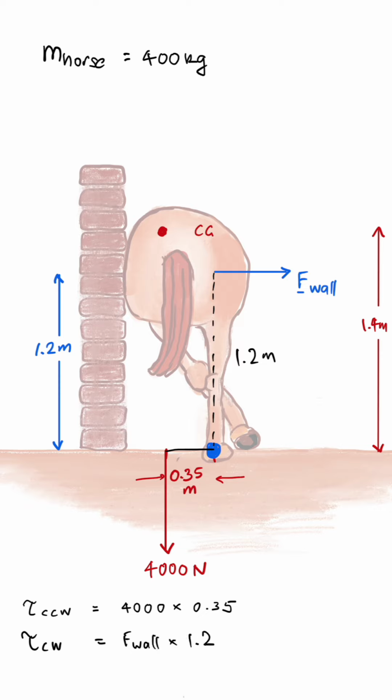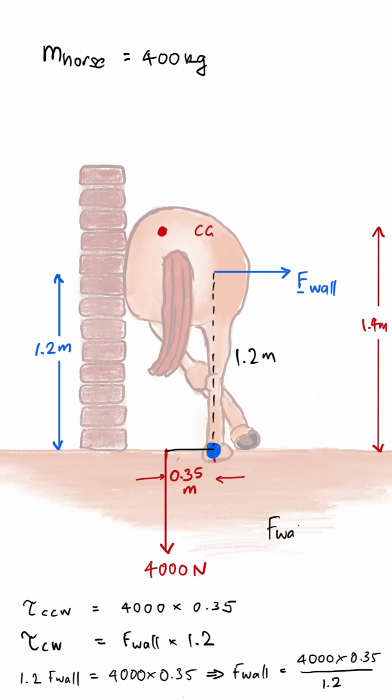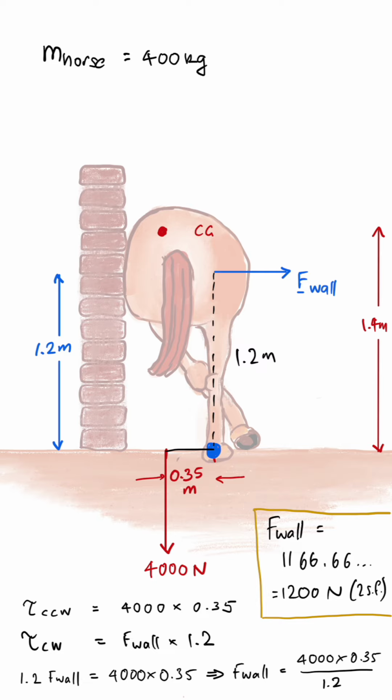These two torques must equal each other for the torques to balance, so 1.2 F wall is 0.35 times 4,000, which gives us F wall is 0.35 times 4,000 over 1.2, which is 1166.66 recurring newtons, which is 1200 newtons to two significant figures. We could then go back and use the force balance to find the other two forces if we wanted to.